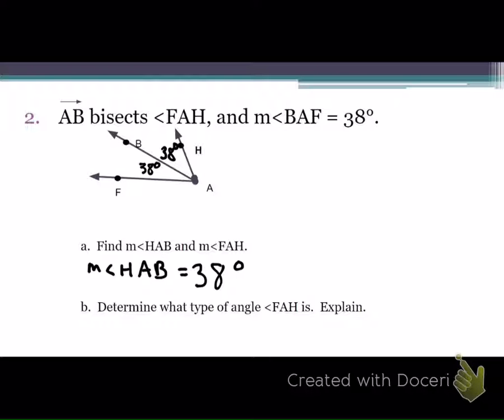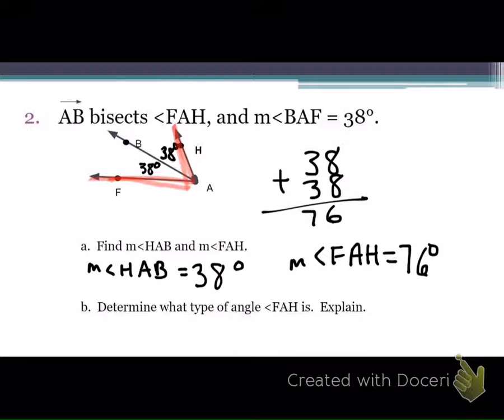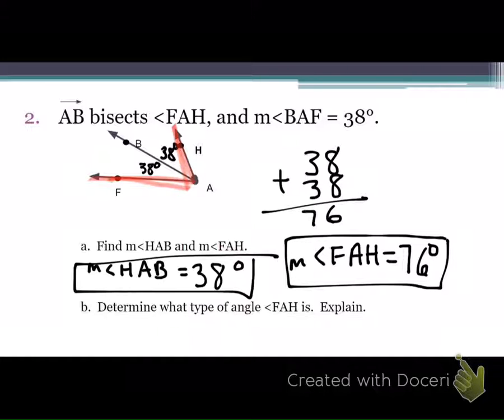Okay? Now, how would I find the whole thing? The measure of angle FAH, what would it be? 38. So 38 plus 38 equals 76. 76 degrees. Okay, and then what type of angle is FAH? Acute, why? Less than 90 degrees.